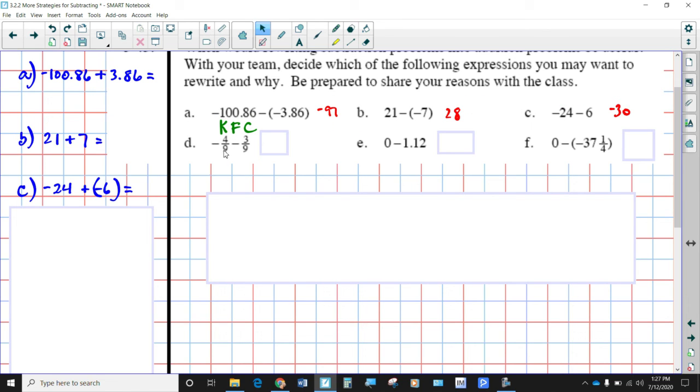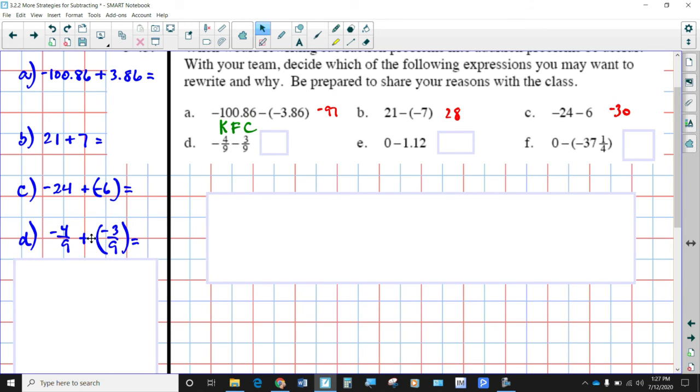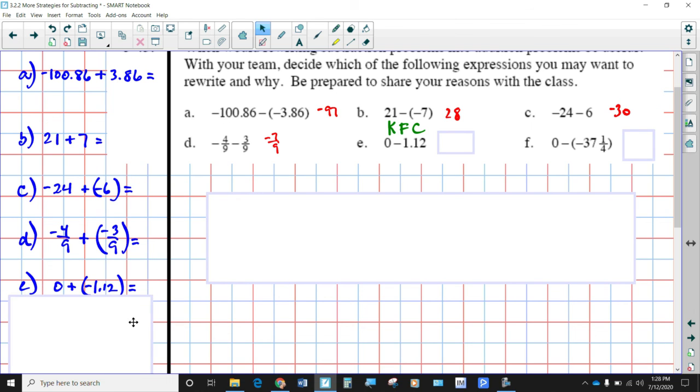For this problem, instead of saying -4/9 minus 3/9, change it to -4/9 plus a -3/9, right? Keep change. That becomes a plus sign, that becomes -3/9. So now you're adding two numbers that have the same sign, just like we did here. So you're going to add the numbers and keep the sign, and that gives you -7/9 for your answer. Here, instead of saying 0 minus 1.12, let's call it 0 plus a -1.12. And remember, whenever you add 0 to a number, it doesn't change its value. So that's going to stay as -1.12.